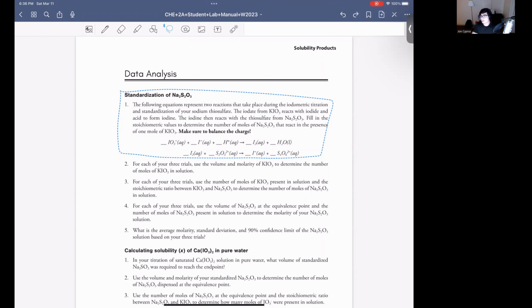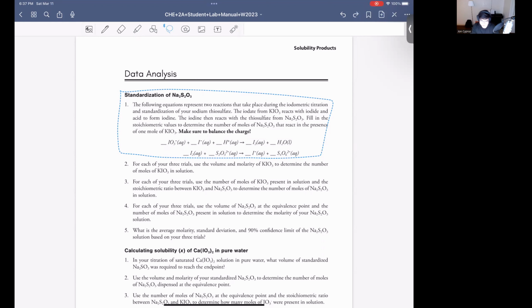Hello, everyone. It's John. So this is the video for your last post lab, the Solubility Products Post Lab. And I'll be working through really each of these and what you want to do for the calculation portion of this section. All right, so the first part is the standardization of the sodium thiosulfate.